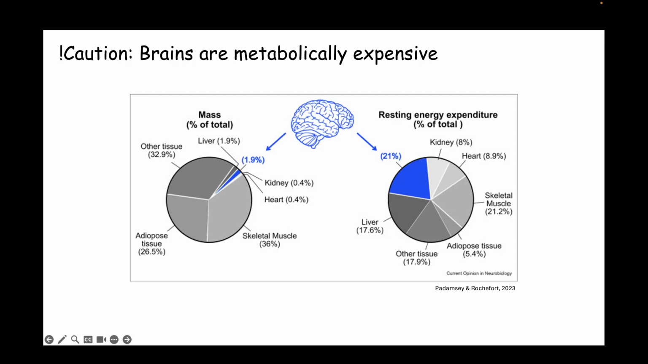So for example, the brain is only 1.9% of the body's mass, but it consumes almost 21% of the energy. Even all the other tissues combined consume only as much as the brain's energy consumption. So it is just a caution to say that it is also expensive, and energy efficient only compared to the machines.